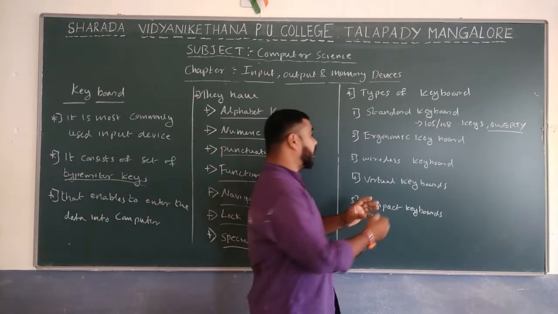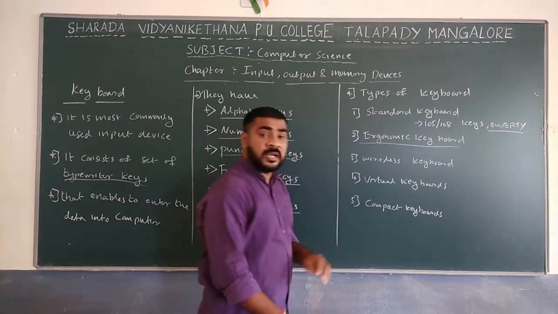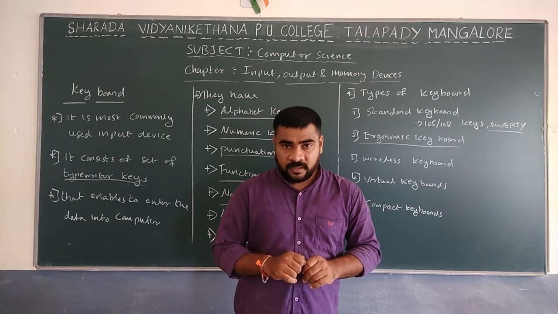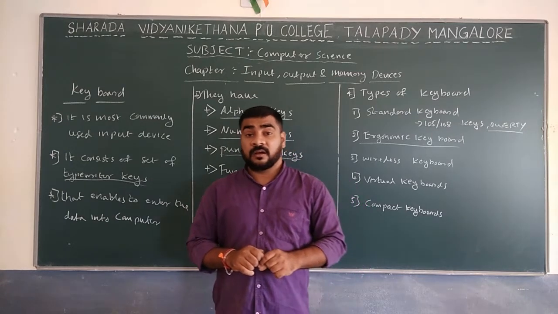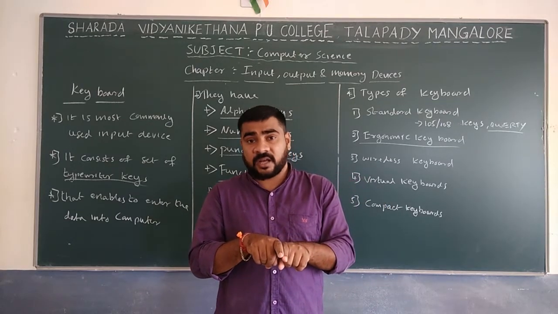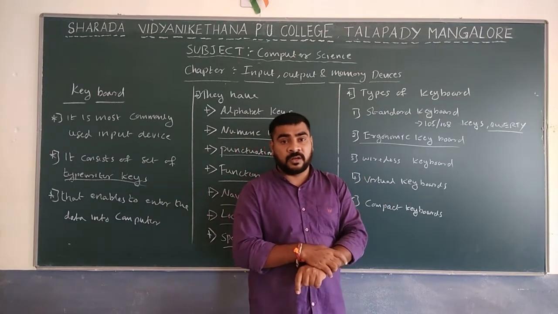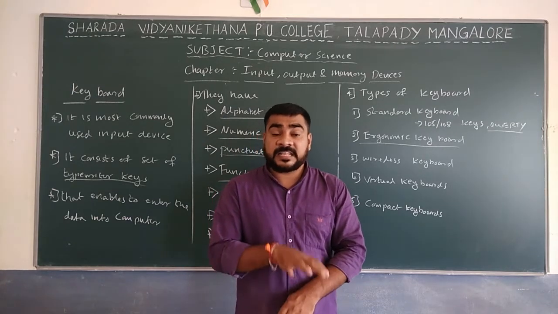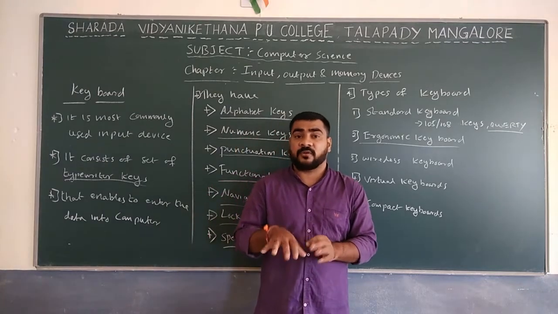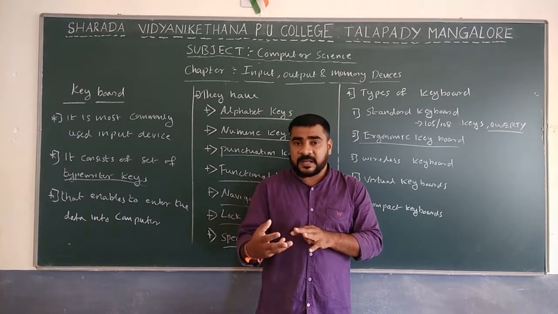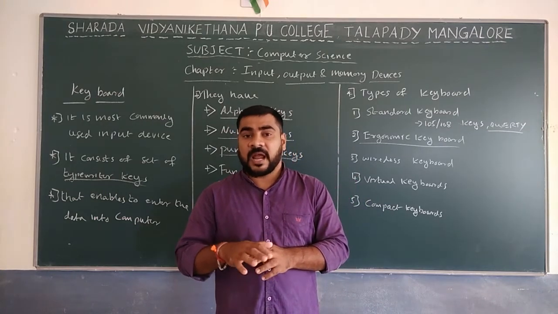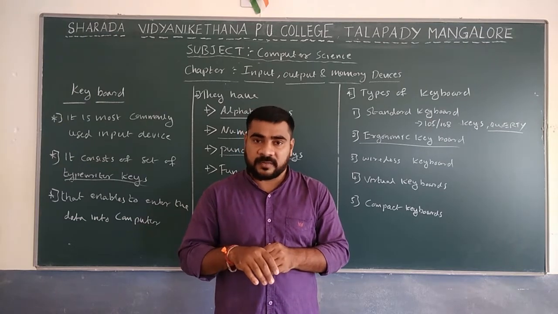The next one is the ergonomic keyboard. The second type of keyboard is the ergonomic keyboard. Ergonomic means it's about shape. The standard keyboard is in rectangular shape, but the ergonomic keyboard's shape is different. It is mainly used to type huge data, whenever data entry is there. Data entry means typing work. In places where typing work is more, we use the ergonomic keyboard.